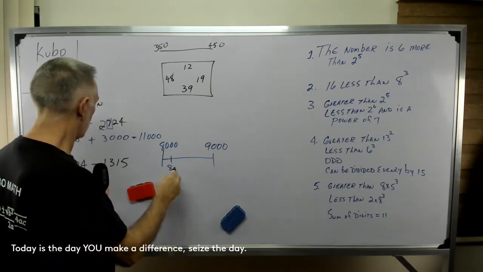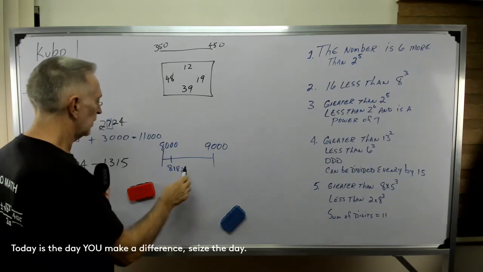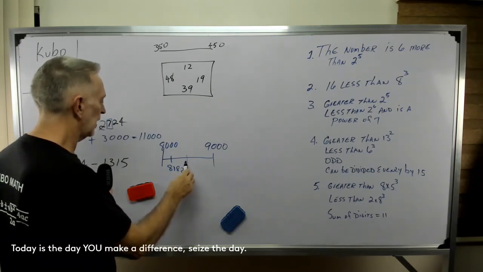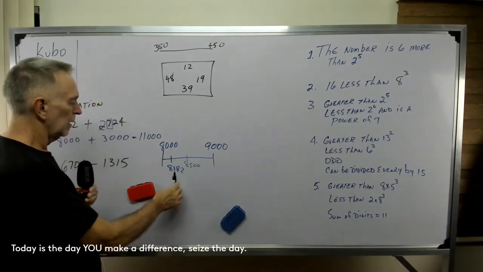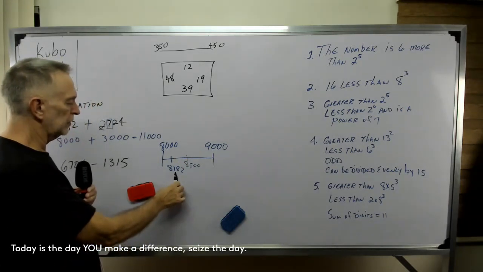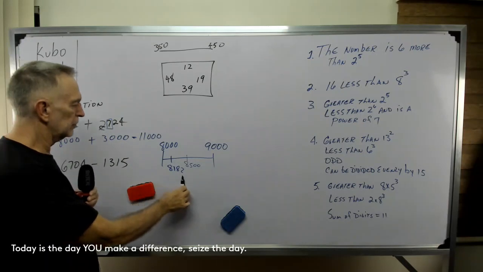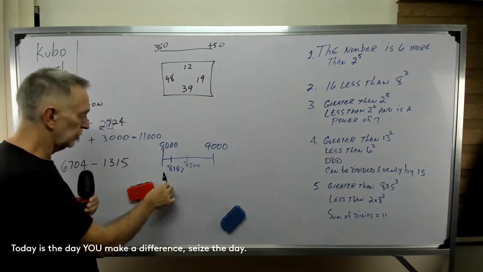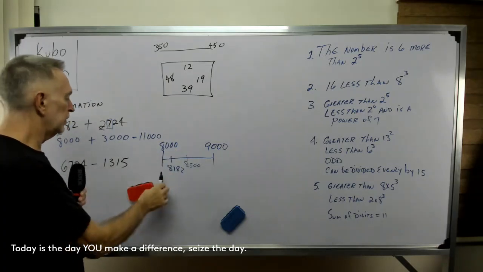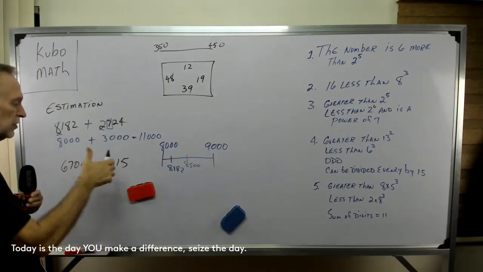So it's 8182. This is 8,500 here in the middle. Is 8182 closer to 8,000 or closer to 9,000? It's closest to 8,000, so we just make it 8,000. That's our estimate.